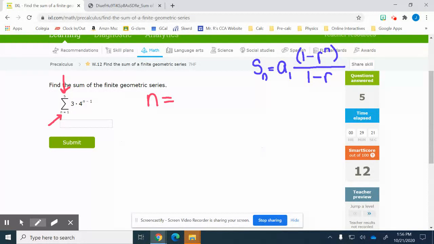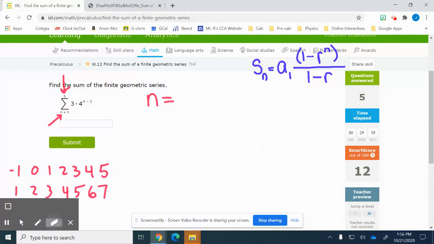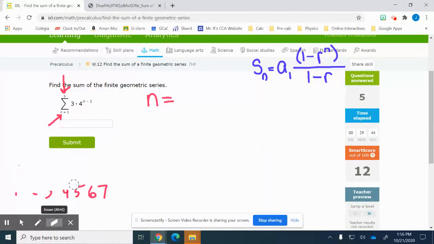And just think of a number line, right? If you've got -1, 0, and then 1, 2, 3, 4, 5. Those are the terms, right? So that's term 1, term 2, term 3, term 4, term 5, term 6, and term 7. So just watch that a little bit while you're doing stuff, because you can't just look at the top number, okay? So in this case, n equals 1, so we can actually just take that top number.